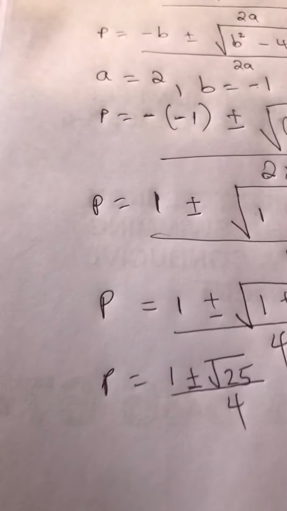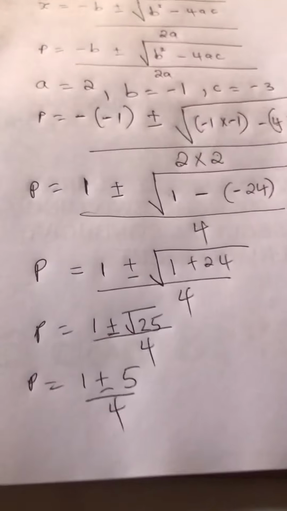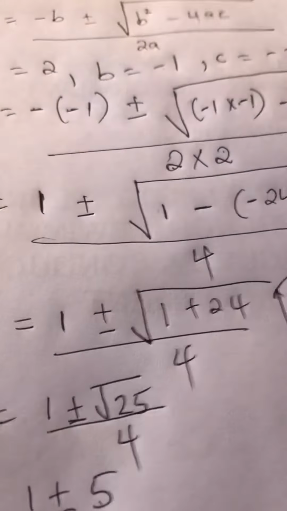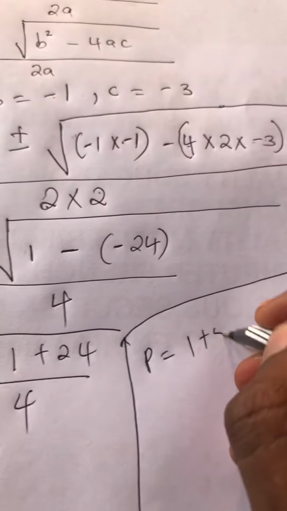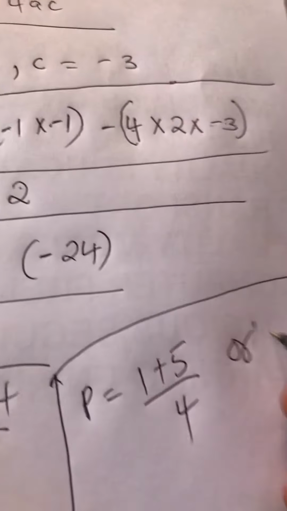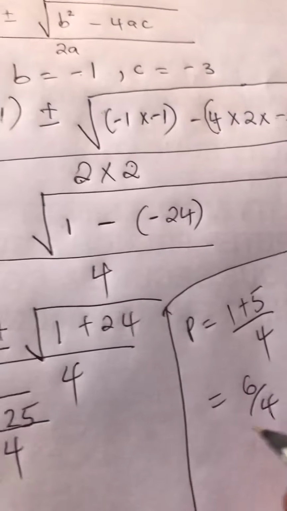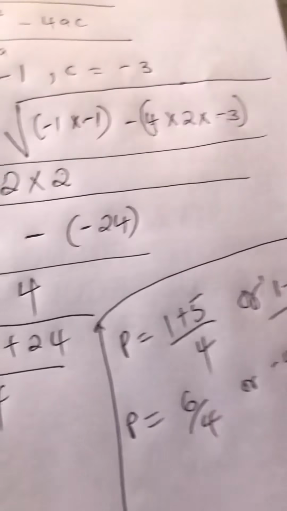Sorry, plus or minus, yeah, plus or minus. Therefore, P is equals to 1 plus or minus 5 over 4. Reason being, the square root of 25 is 5. Hapo sawa? Nice one, nice one. Again, acha nitafute ka space hapo, space yangu imekuwa kidogo. Therefore, P is equals to, nachukua 1 plus 5 over 4 or 1 minus 5 over 4. Therefore, this is 6 over 4. P is equals to 6 over 4 or 1 minus 5 is minus 4 over 4.